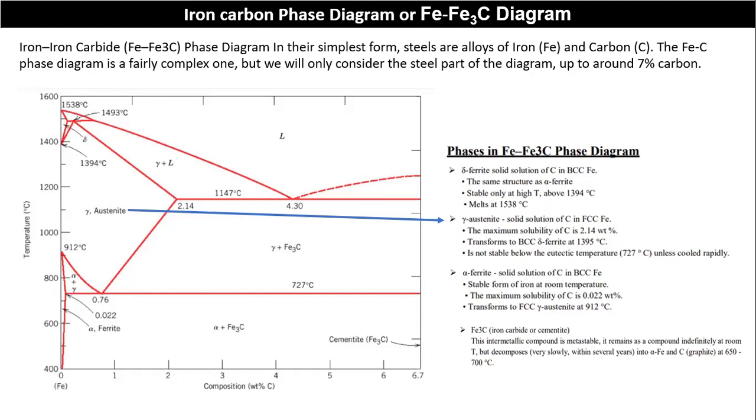So in this case, the second case, austenite structure solid solution, the maximum solubility is 2.14. This point occurs from 1130 degrees centigrade to 1147 degrees centigrade. So the transformation of BCC, delta ferrite, at 1395 degrees centigrade. Previously, we already measured 1394 degrees centigrade. So it varies by nearly 1 degree.